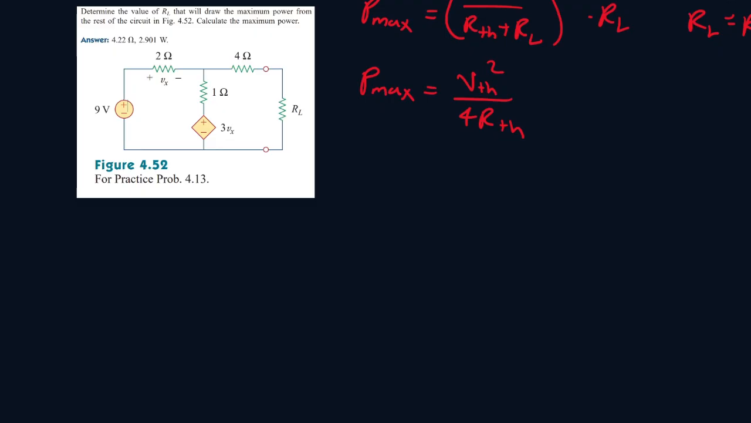So let's start by getting rid of this section of the wire for now, and looking for RTH. So we turn off all independent sources, so we can put a short circuit here. But obviously we can't do that here because this is a dependent source. So we'll redraw the circuit like this.